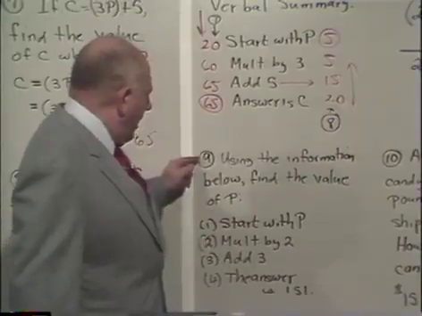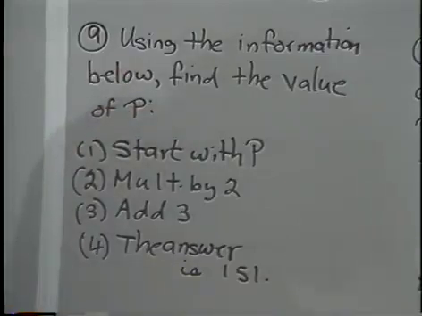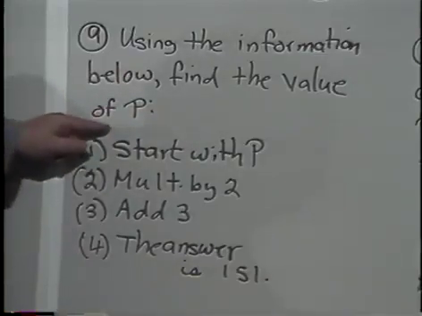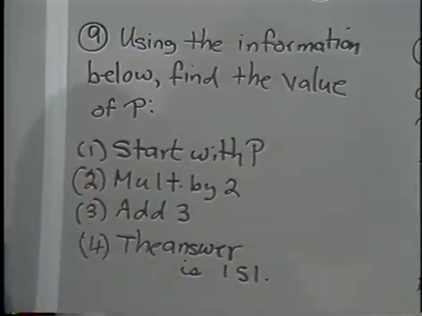Look at problem number 9. It says, using the information below, find the value of P. Now, what's the information below? It says, start with P, multiply by 2, add 3, and the answer is 151.